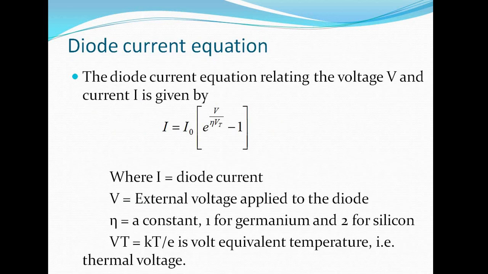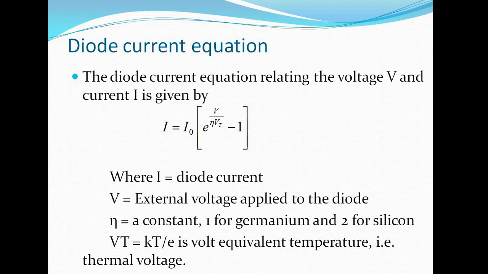Next, coming to the diode current equation. The diode current equation relating the voltage V and current I is given by I equals I0 into e to the power of V by eta Vt minus 1, where I is the diode current, V is the external voltage applied to the diode, and eta is a constant whose value is 1 for germanium and 2 for silicon. Vt equals kT by e, the voltage equivalent of temperature, that is, the thermal voltage.